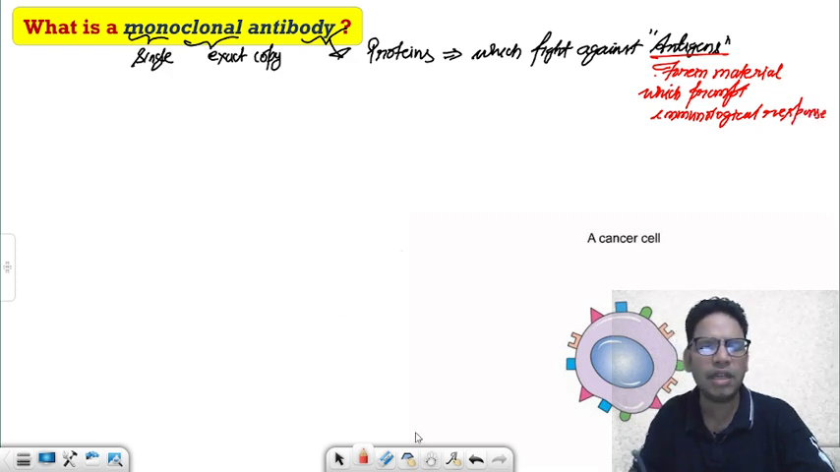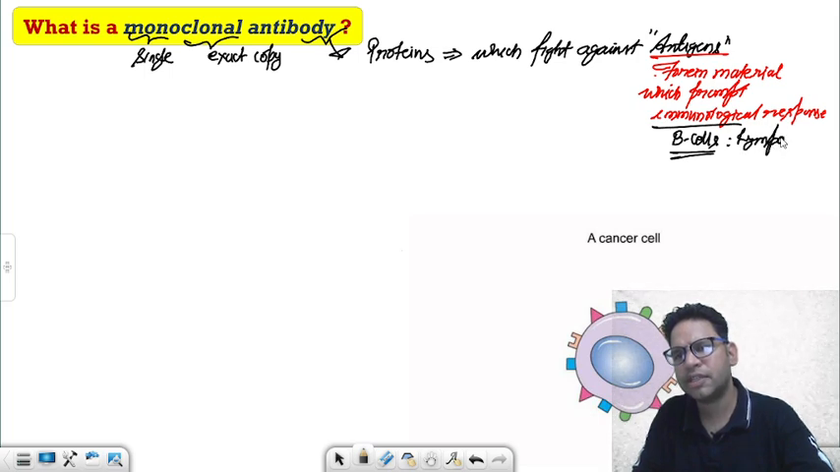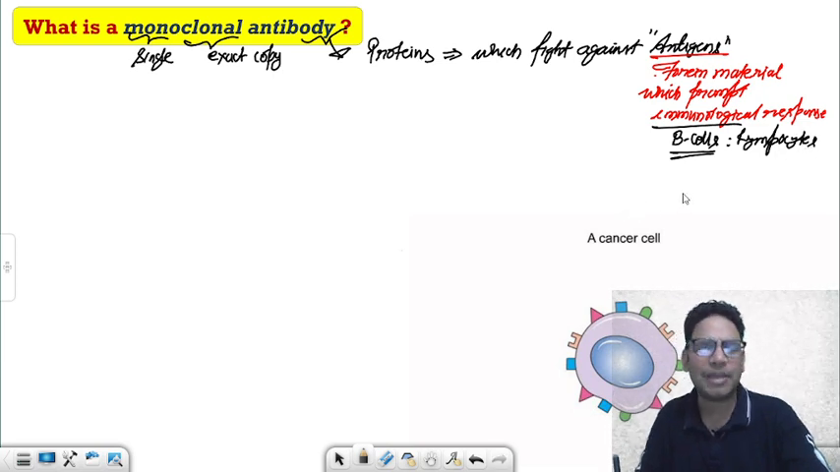What is an immunological response? The immune system will activate its defense system. It will produce B cells. What are B cells? They are lymphocytes. How many of you know about lymphocytes? Lymphocytes are WBCs, they are part of WBCs. It's a basic science part. WBCs make up the defense system for the body.